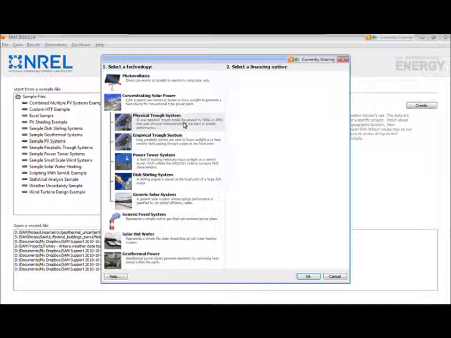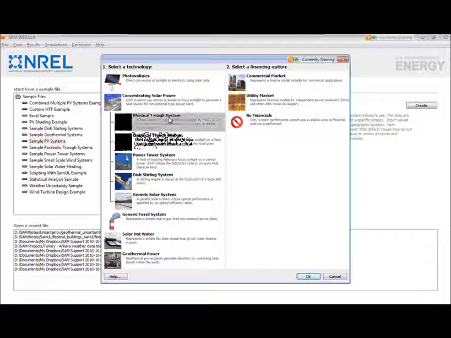For modeling parabolic trough systems, we recommend the parabolic trough model for most cases. The empirical trough model is a little faster than the physical trough model, and it's appropriate for modeling systems that have a similar configuration to the SEGS systems in the U.S. The physical trough model is a little bit more flexible for modeling a wider range of system types.